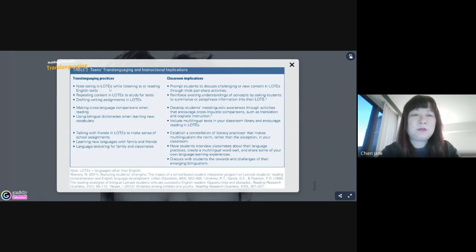Note-taking in LOTES, which is languages other than English, whilst listening to or reading English text. So you could take notes in other languages while you're listening to and reading English text. And that's translanguaging. Repeating content in LOTES to study for tests. So you're repeating the contents in your own language to study for tests. In our case, what some people would do is find a translation version of our textbook and study it, repeating the content. In other words, they've studied it in English, but they're reading it again in their native language.